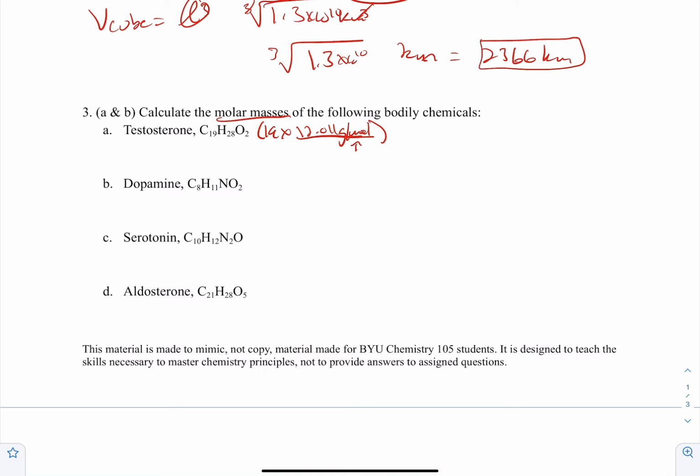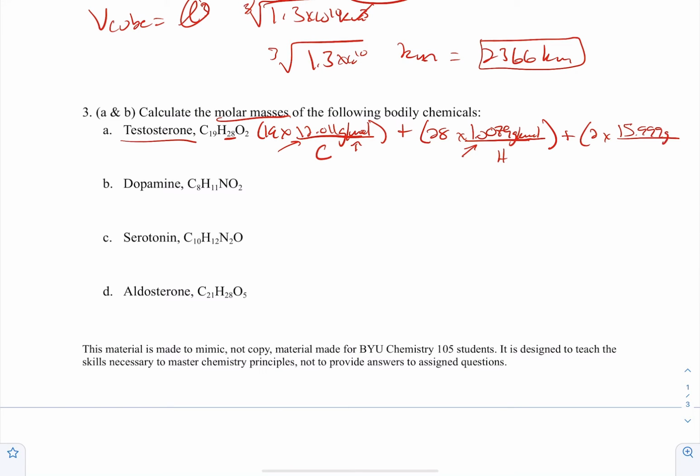All right, so that's just the component of carbon, and then I do the same with hydrogen. I know that there's 28 hydrogens, and I multiply that by the molar mass of hydrogen, so I know how much of the molar mass is from hydrogen in testosterone. Then do the same thing with oxygen. So 2 times, and remember, you get these values from the periodic table. So this is where I'm looking for these, in grams per mole as well. Now if you add these up correctly, you should get about 288 grams per mole.